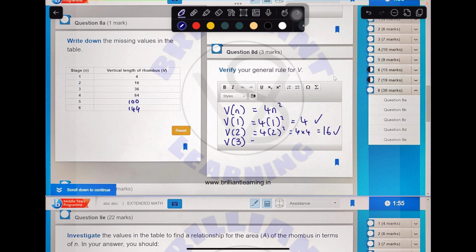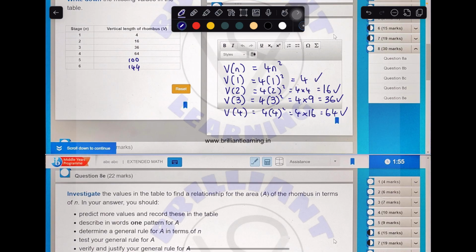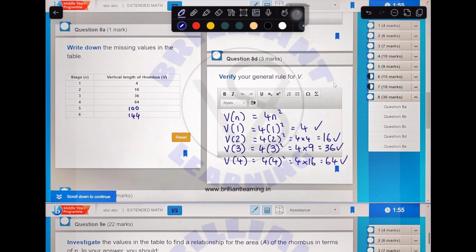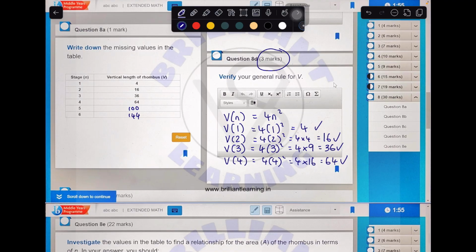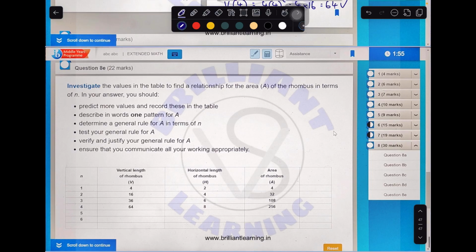V of 3. So when you're verifying, you're using the values that were given to you. Okay? So the values from the table, 9 equals 36, V of 4 equals 4 lots of 4 squared, 4 times 16, which equals 64. Okay, so you can see that all of those are right. Because we're not asked to test at this point, we don't need to use the 5 and 6 or any further information. Okay, that is 3 marks, so make sure you do it 3 times in terms of your verification process. And then we are on to this.